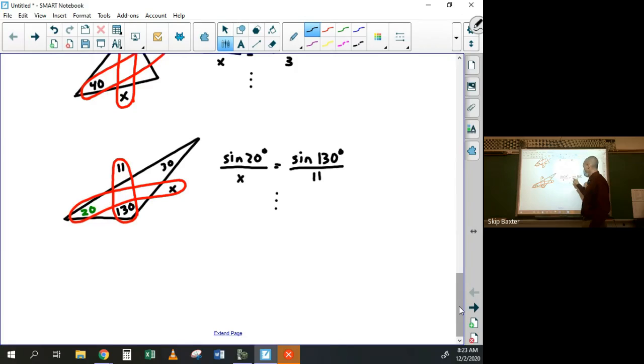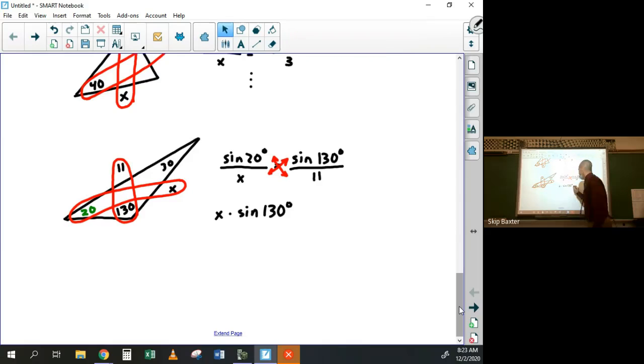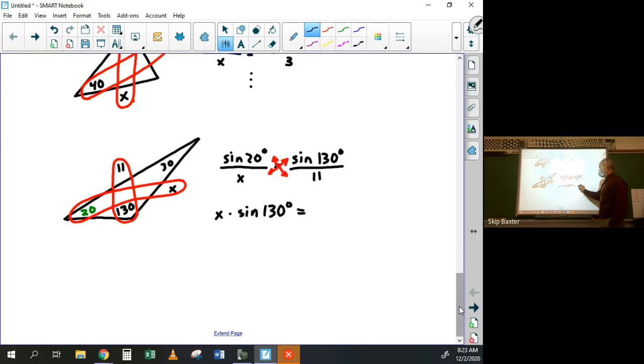Yeah, sure. So to finish this up, when you cross multiply, you get x times the sine of 130. Right? That's this direction cross multiplied. And then if you cross multiply the other direction, you get equals 11 times the sine of 20 degrees.